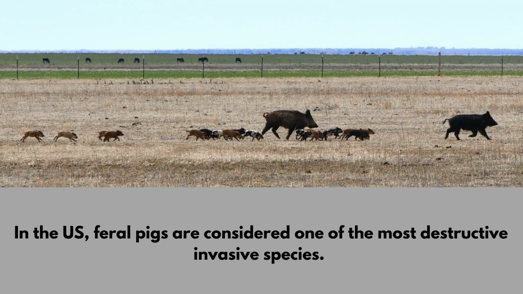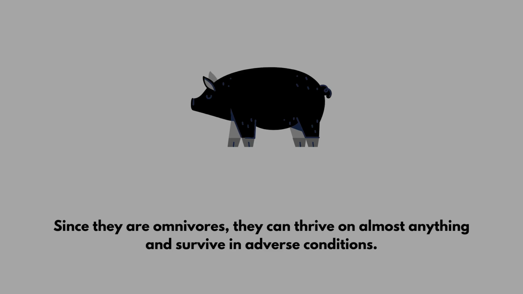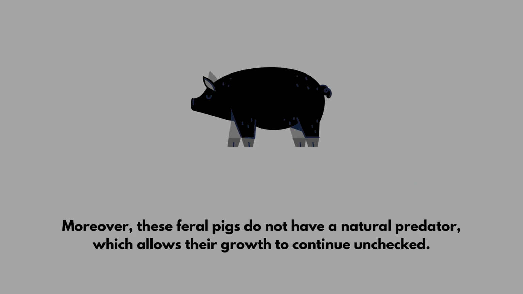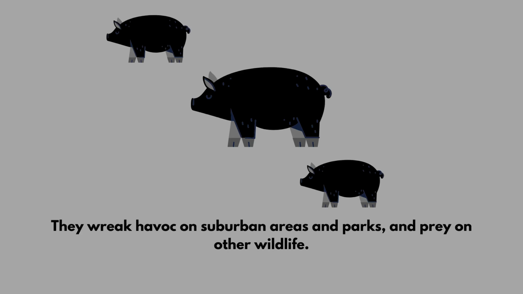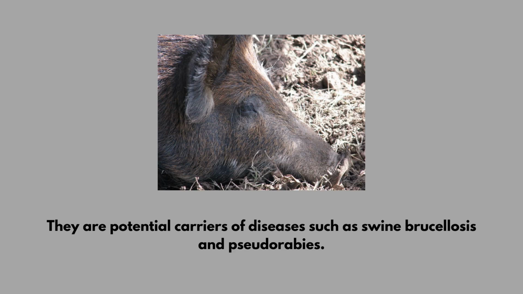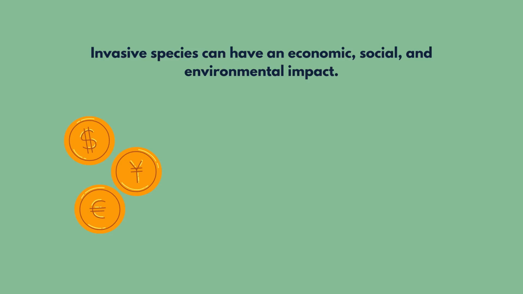In the US, feral pigs are considered one of the most destructive invasive species. Since they are omnivores, they can thrive on almost anything and survive in adverse conditions. Moreover, these feral pigs do not have a natural predator, which allows their growth to continue unchecked. They wreak havoc on suburban areas and parks, and prey on other wildlife. They are potential carriers of diseases such as swine brucellosis and pseudorabies, diseases which can affect domestic pigs and become a problem for the pork industry. This is an example of how invasive species can have an economic, social, and environmental impact.